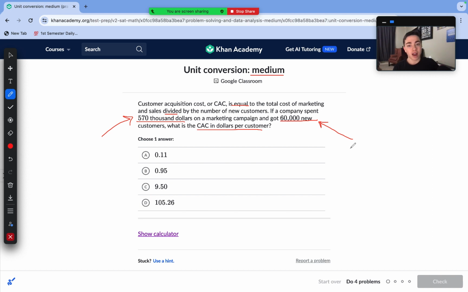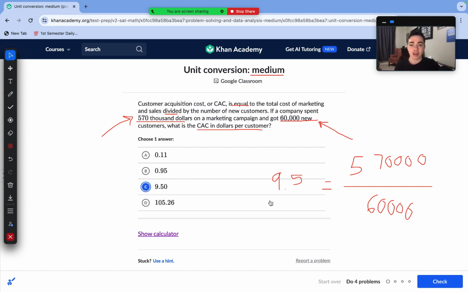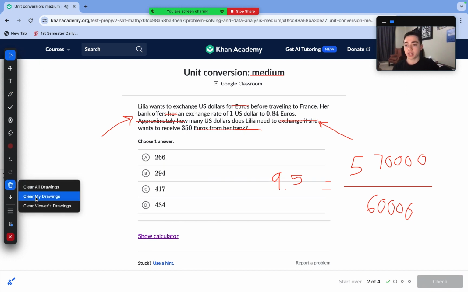So our fraction here, it's just going to look like 570,000 over 60,000. So we're going to divide 570,000 by 60,000. The answer to that is 9.5, so answer choice C is correct. On to our next question here.